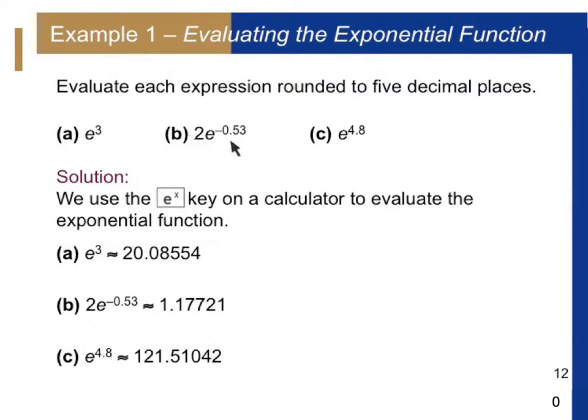Okay. 2e to the minus 0.53, we would start with the minus 0.53 and then hit the e to the x key and then go times 2. And that would give us about 1.17221. Okay. e to the 4.8, we would put 4.8 in first and then hit the e to the x key, and it will give us about 121.51042.